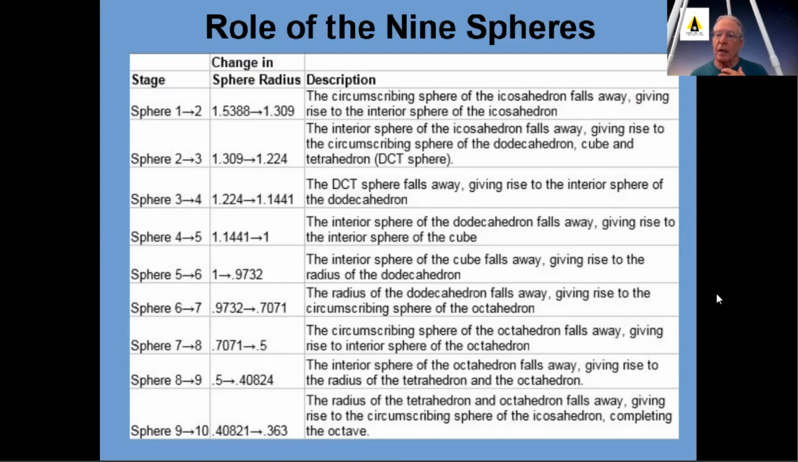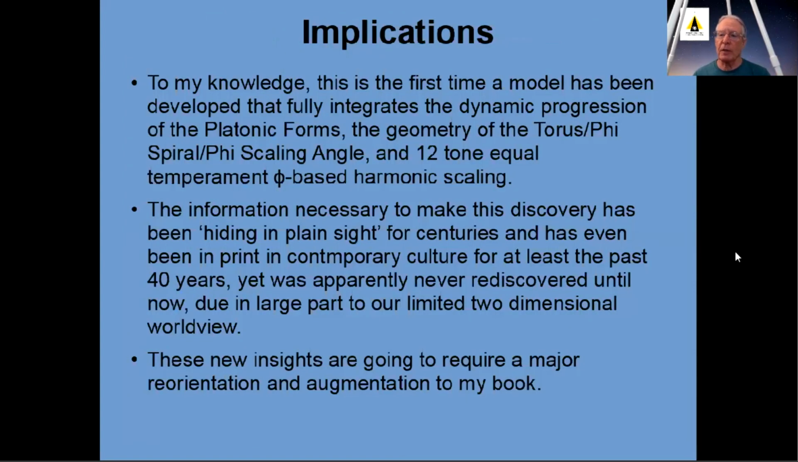So using that model, each and every one of these circumscribing spheres, at least it's my belief, represents a separate phase in this cascading progression of the Platonic solids through the octave, from icosahedron to the next icosahedron. So that, in summary, is kind of what I put together.